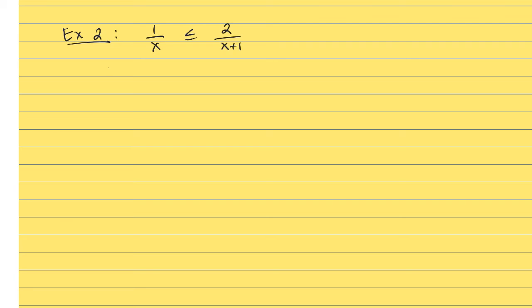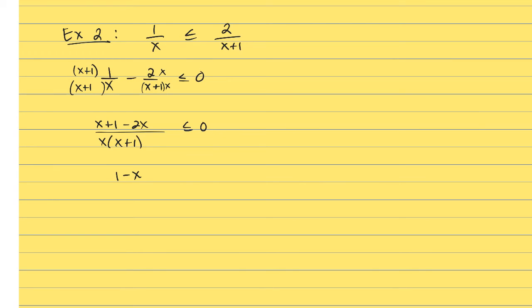All right, in this next one, we've got 1 over x is less than or equal to 2 over x plus 1. So I'm going to move that 2 over x plus 1 to the left side, so we have 0 on the right side. Now we need to get a common denominator. So I'm going to multiply this one by x plus 1 in the numerator and denominator, and this one by x. And then we combine numerators. And so I have x times x plus 1, and that's all less than or equal to 0. And so then that simplifies to 1 minus x in the numerator and x times x plus 1 in the denominator.